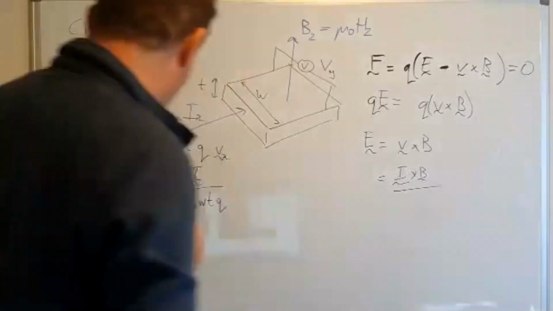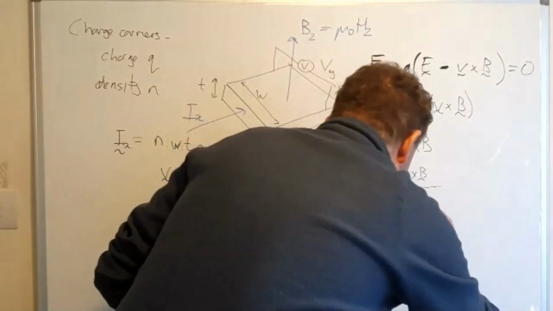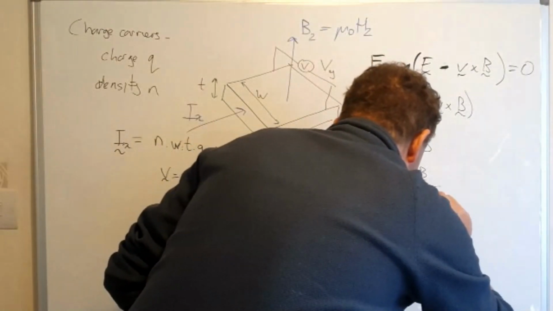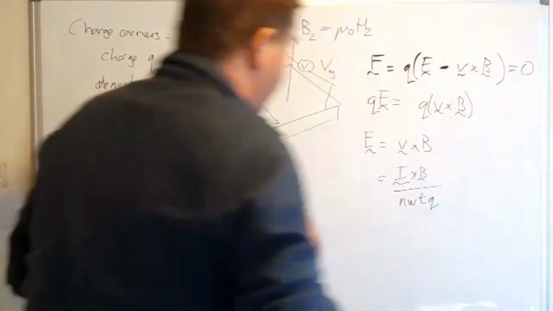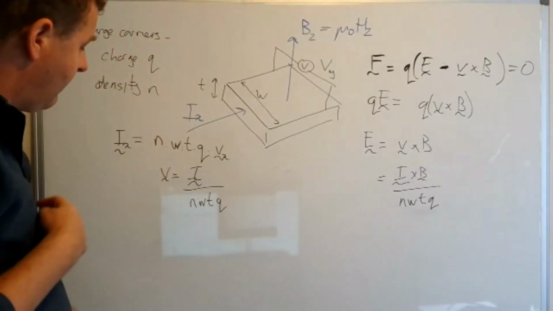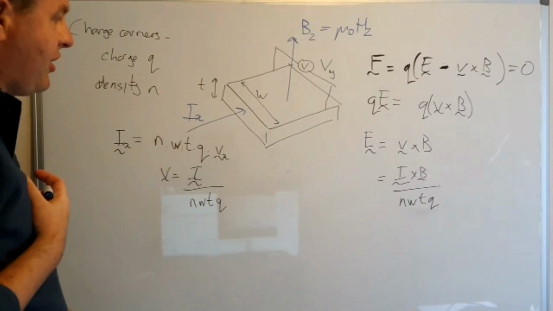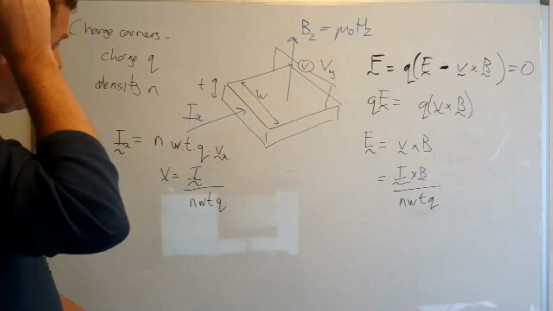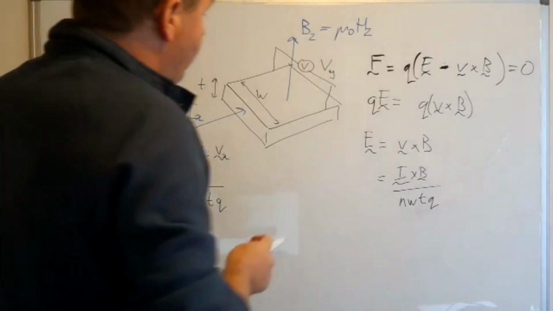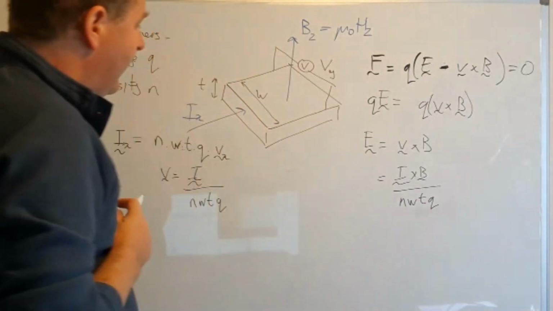So I cross B over the dimensions times density times the charge. And then we go, but we're not actually measuring the electric field directly, we're measuring a voltage.